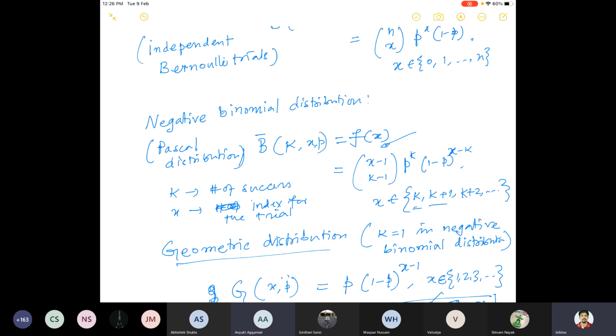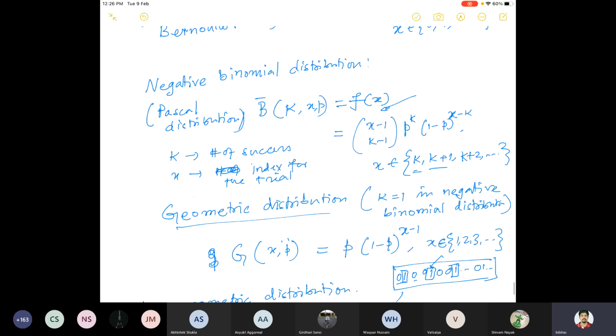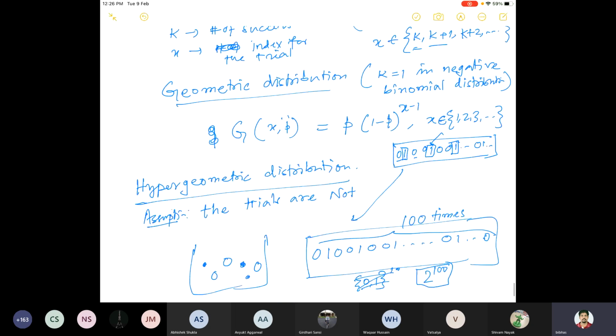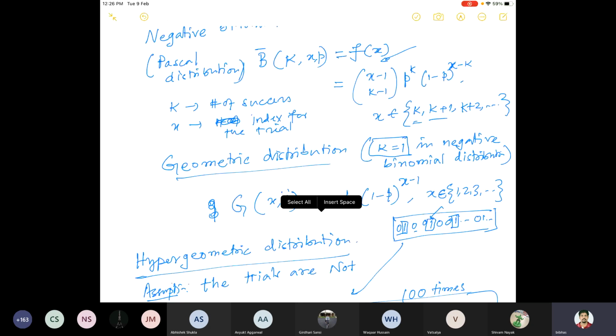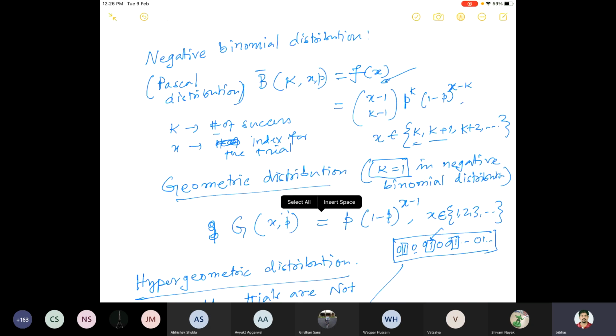Okay, got it. Here I'm just putting k equal to 1, the first success. So it is the same thing. It is a special case of the negative binomial. Here we have k number of successes, and here I just have the one success. So what is the probability that I will get the first success at the first trial or the second trial and so on?